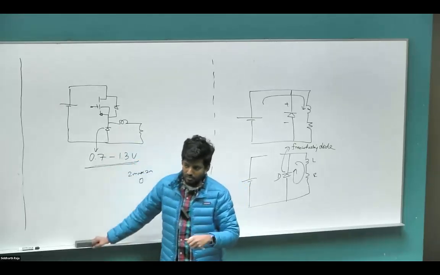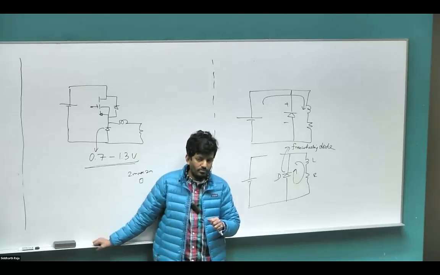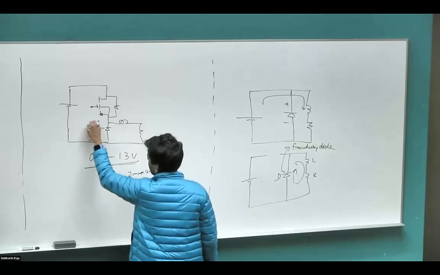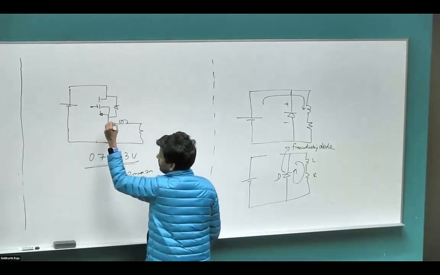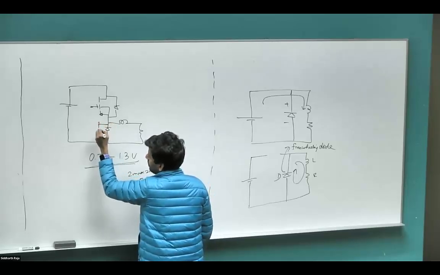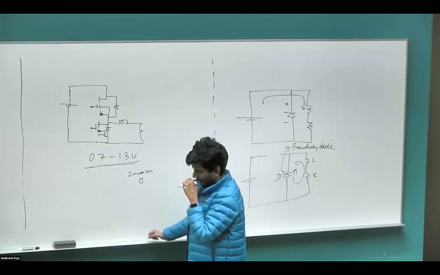So what can we replace it with? Is there anything else that has better conduction properties? Yep, a second MOSFET. This can just be replaced with another MOSFET, and the MOSFET again has a body diode that there's nothing you can do about.